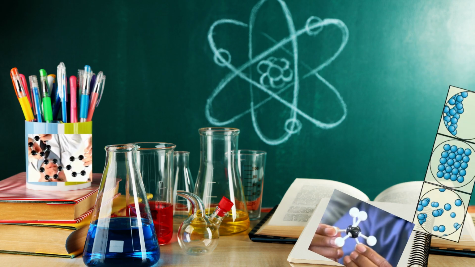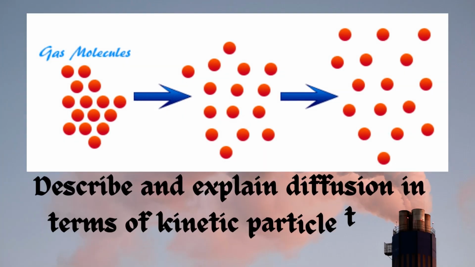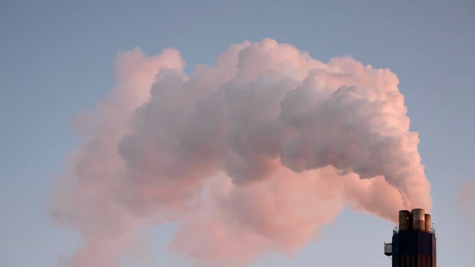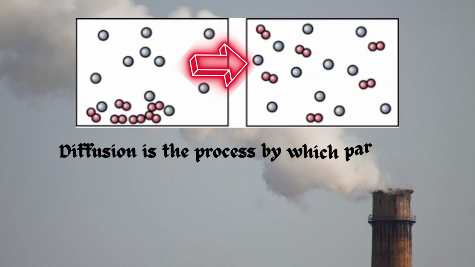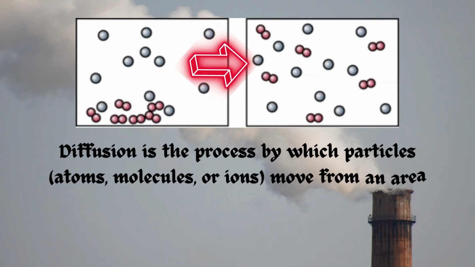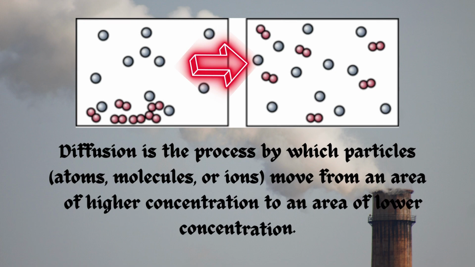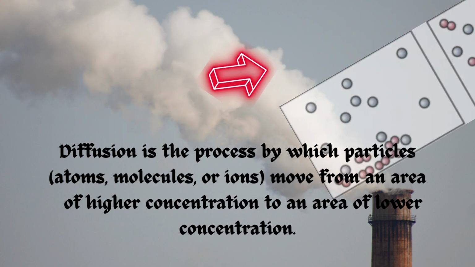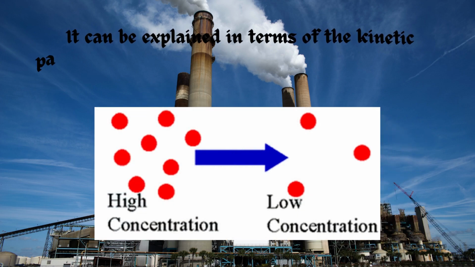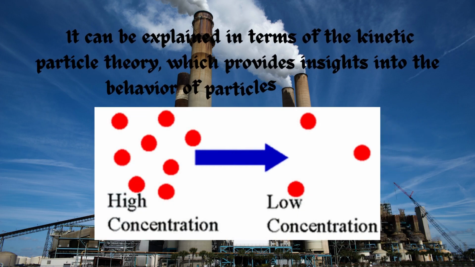Today we are going to discuss how to describe and explain diffusion in terms of kinetic particle theory. Diffusion is the process by which particles, atoms, molecules, or ions, move from an area of higher concentration to an area of lower concentration. It can be explained in terms of the kinetic particle theory, which provides insights into the behavior of particles in matter.